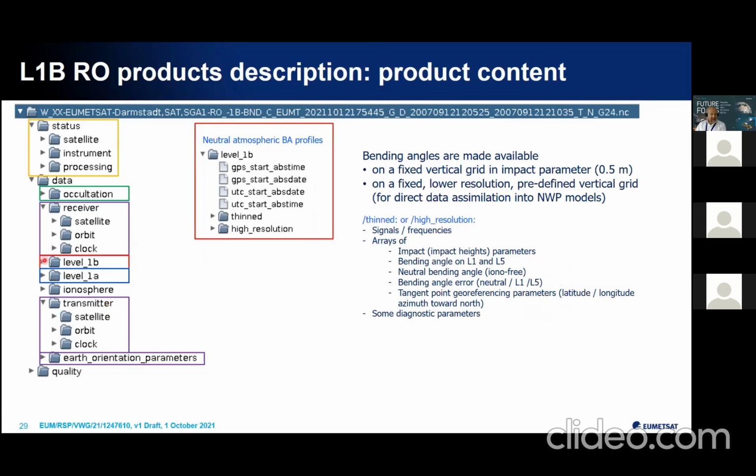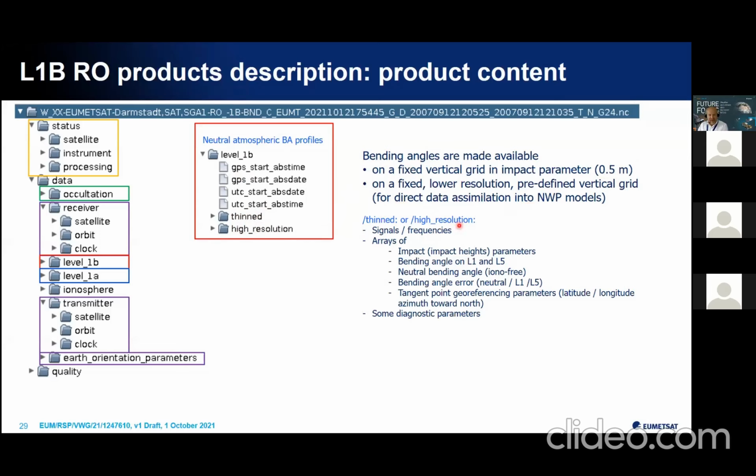For the level 1B, the neutral bending angle profiles are stored in the level 1B subgroup. The bending angle is made available with two different resolutions, in the thin and the high resolution groups. The high resolution keeps bending angle on a vertical grid separated by 0.5 meter, while in the thinned group we have a lower resolution predefined vertical grid that is used for direct data assimilation of the bending angle into at least the European numerical weather prediction models.